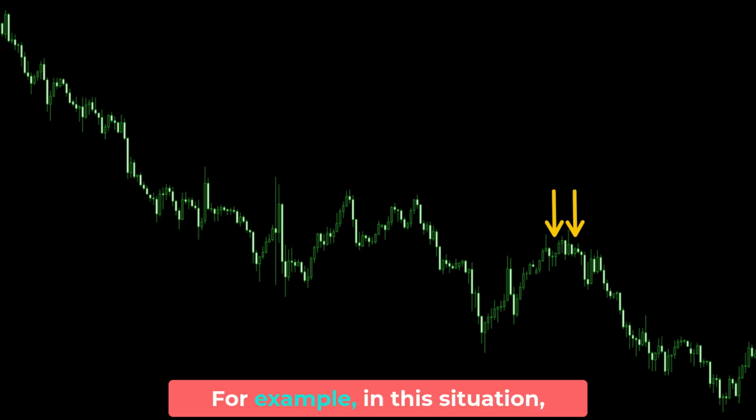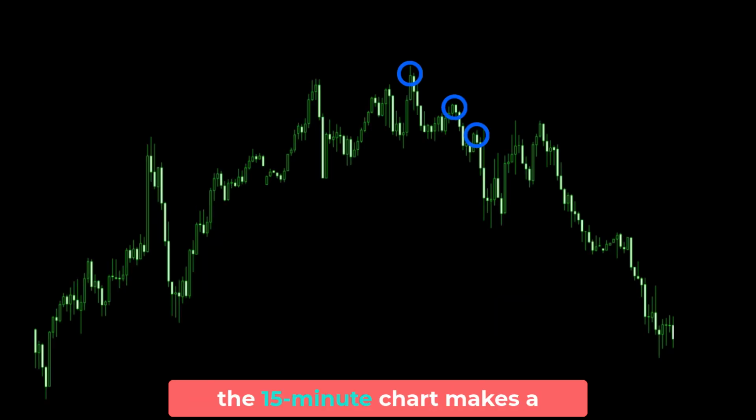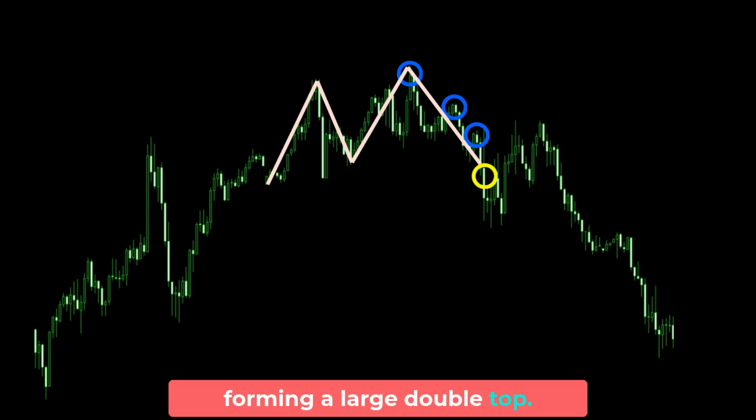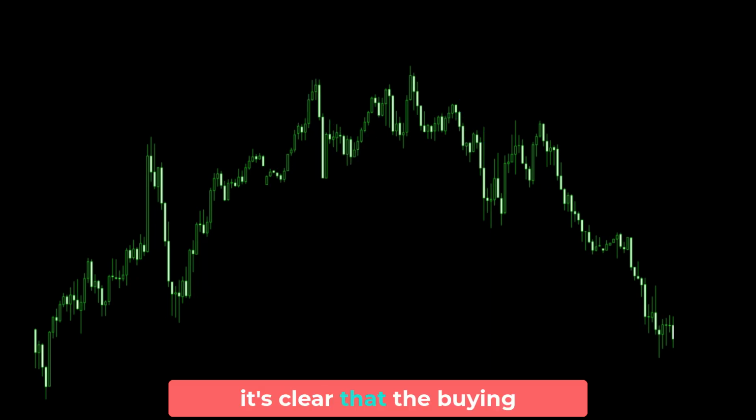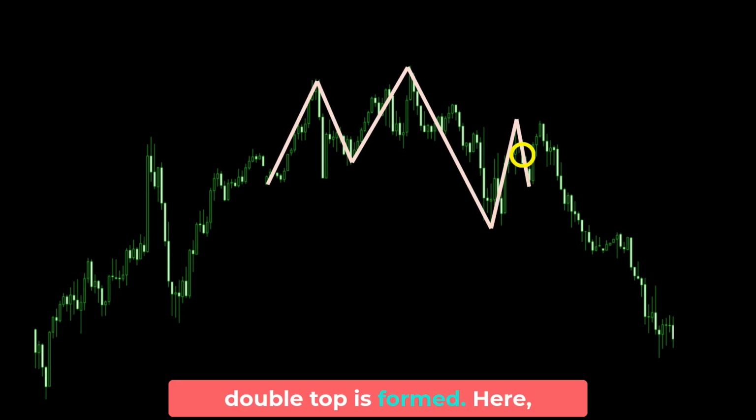trend. For example, in this situation, you can enter at the place where the 15-minute chart makes a lower high. At this position, it's making a lower high and forming a large double top. Therefore, it's clear that the buying power is weakening, so you can make a sell entry at the yellow circle. If you want to be safer, you can also sell after the double top is formed.